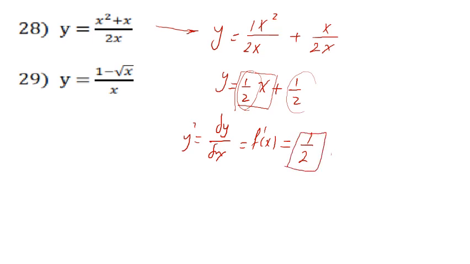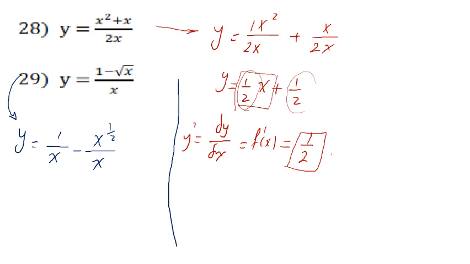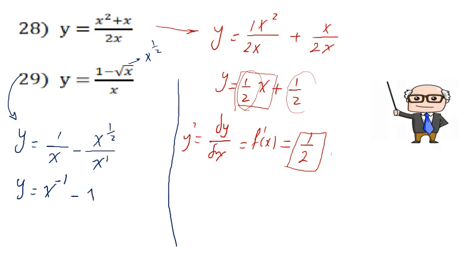For number 30, y is equal to 1 divided by x minus x to the power of half divided by x. Why is that? Because root x is the same as x to the power of half. Now y is equal to 1 over x, which can be written as x to the power of negative 1, minus x to the power of half over x to the power of 1. I'm going to subtract the powers, so it's going to be half minus 1, which is negative half.